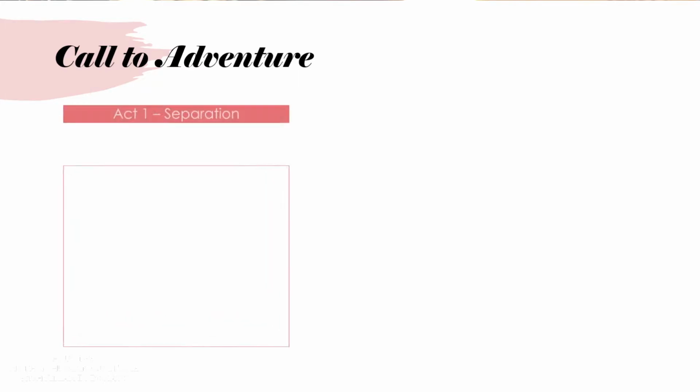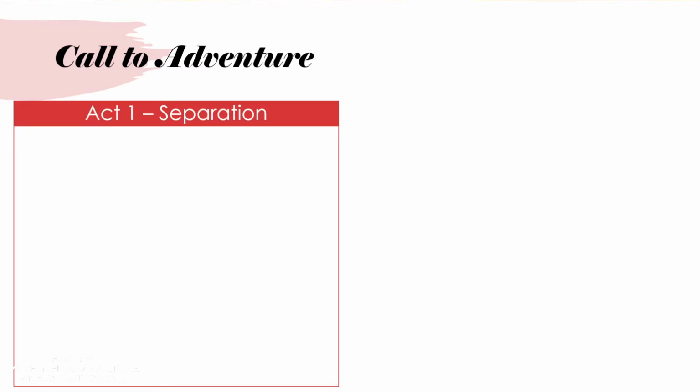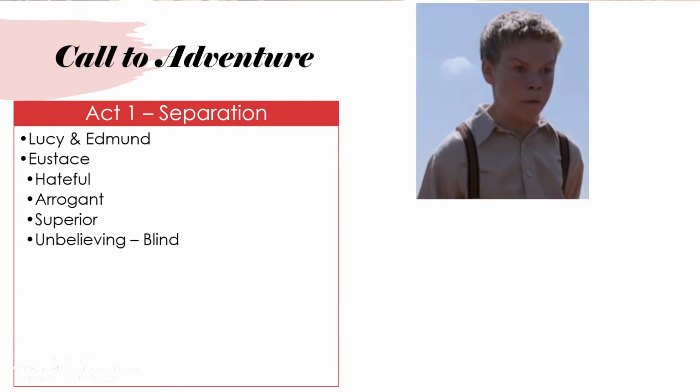Now, the call to adventure in the story. Let's start with Act 1, the separation. Do a very brief setup here. So we've got Lucy and Edmund, who are visiting their cousin Eustace in the beginning of the book. And this is a very brief section.